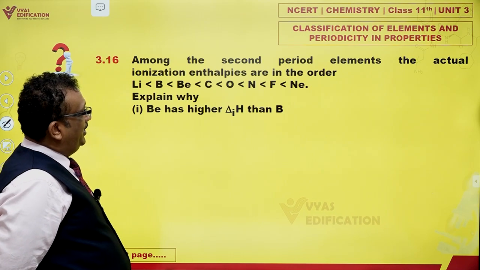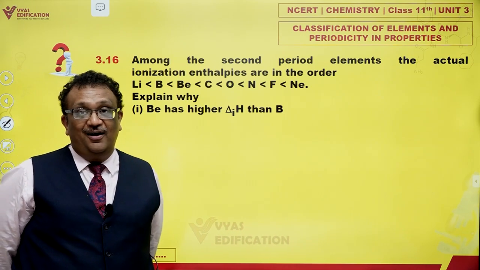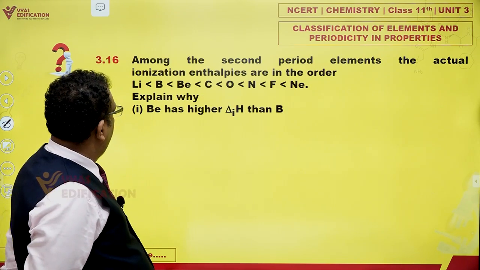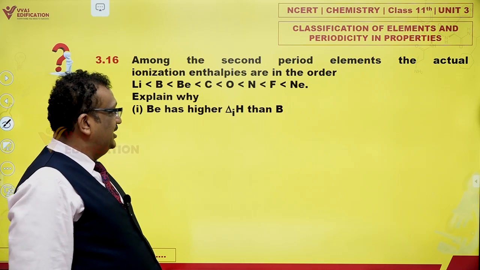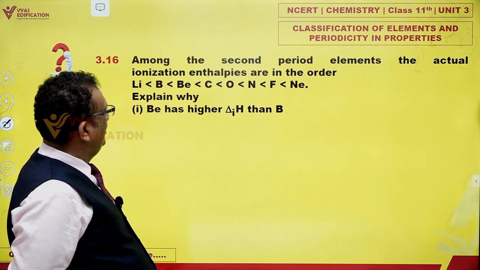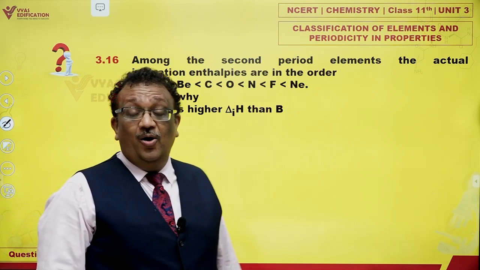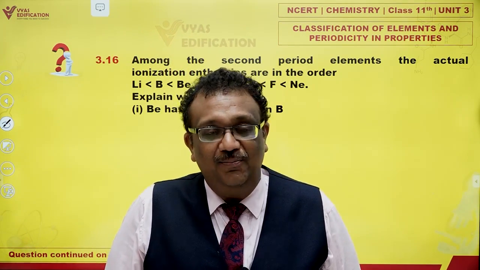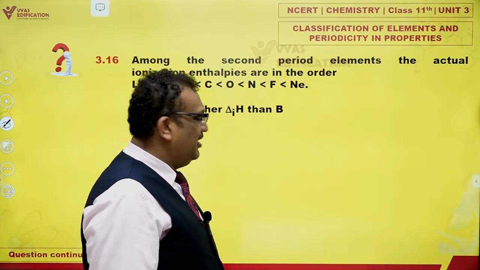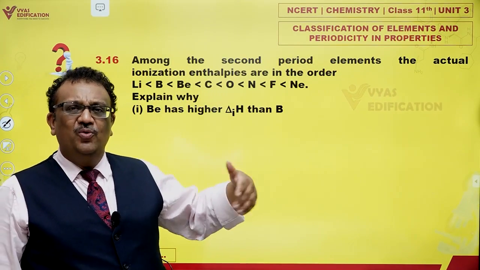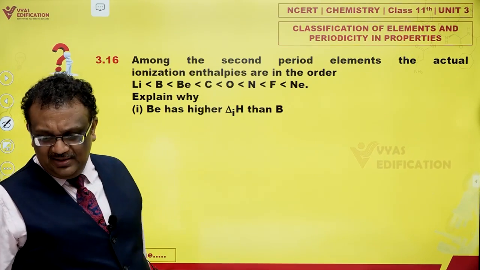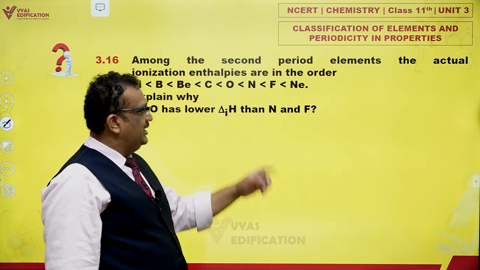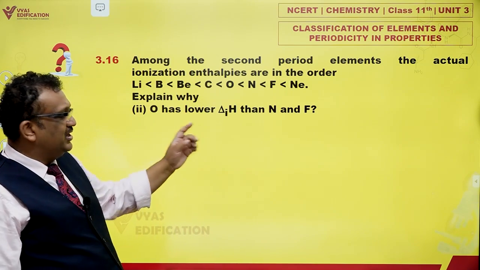Among the second period elements, the actual ionization enthalpies are in the order given. Explain why. Beryllium has higher delta H ionization than boron, etc. Now, this is an order of ionization energy when we move across the second period. First let us graphically draw this, and let's also explore why this is the order, because that exactly is the question. The second part says why is it that oxygen has it lower than nitrogen as well as fluorine.